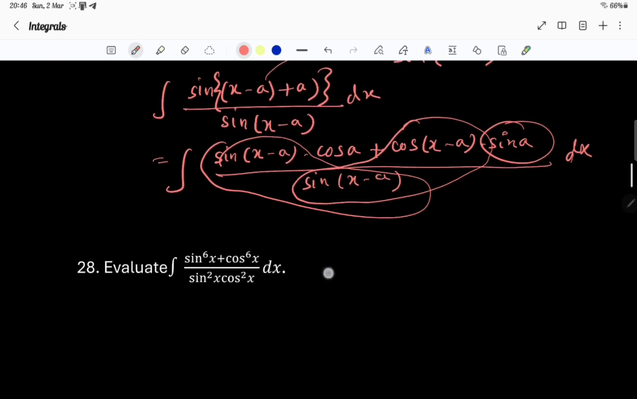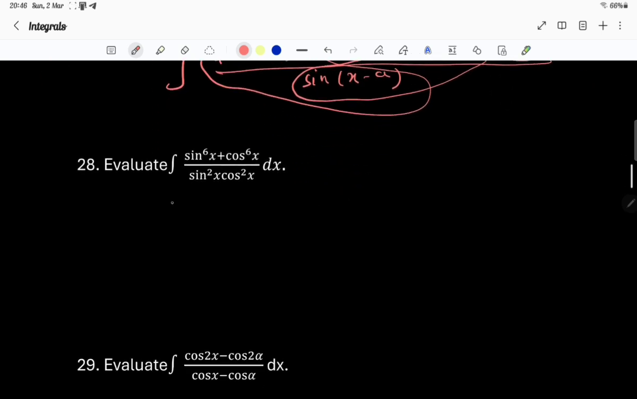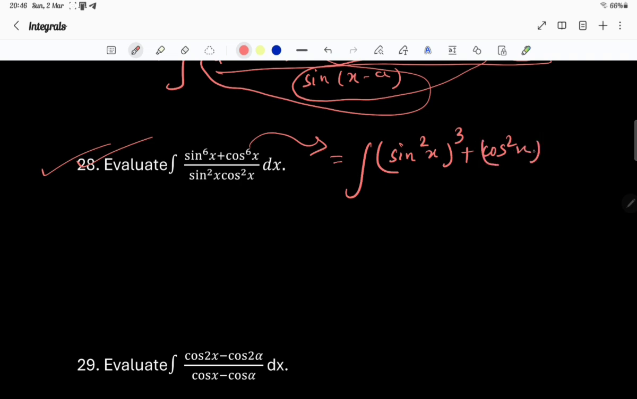Okay students, 28 number: pause the video, take a screenshot and solve this question, sin to the power 6 x plus cos to the power 6 x. Basically, the hint is you can write (sin²x)³ + (cos²x)³, divided by sin²x cos²x dx.